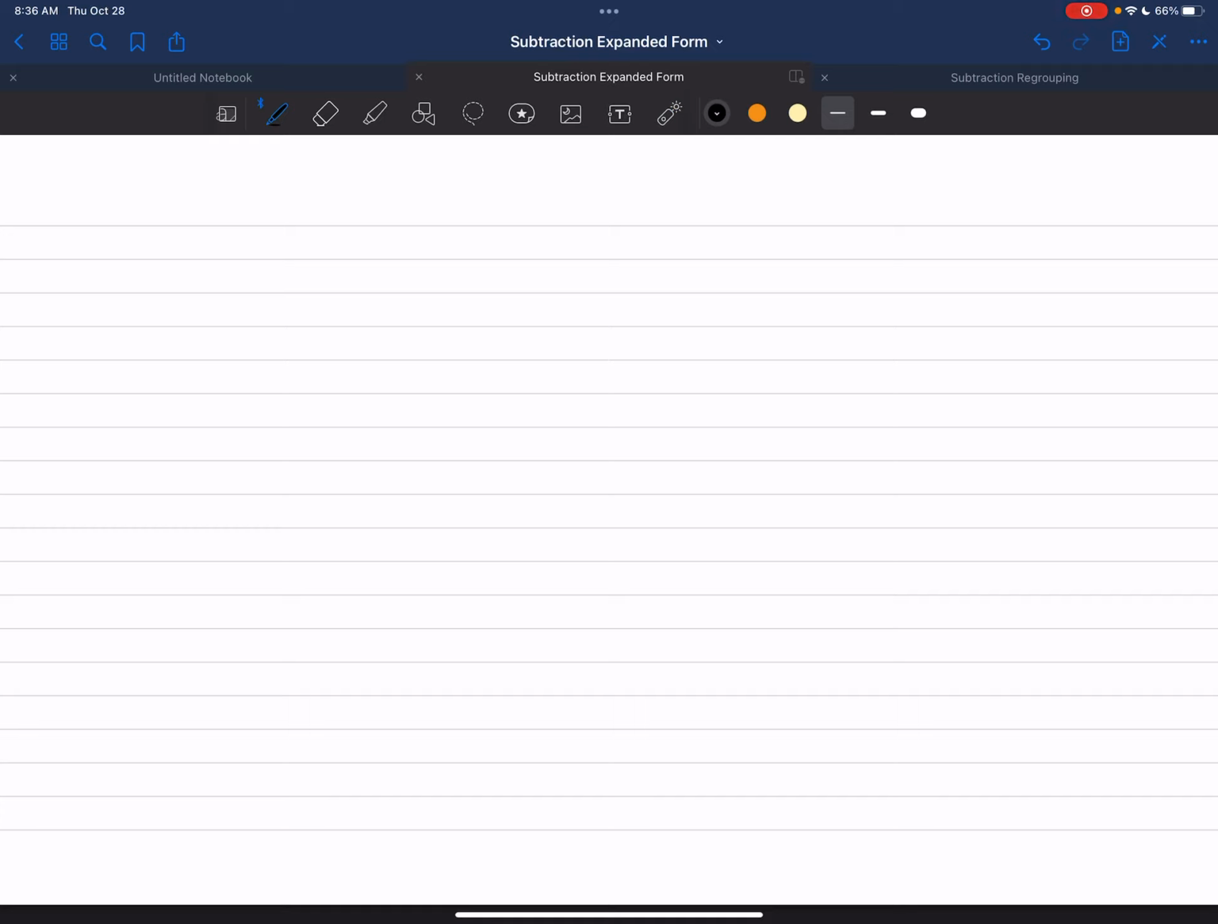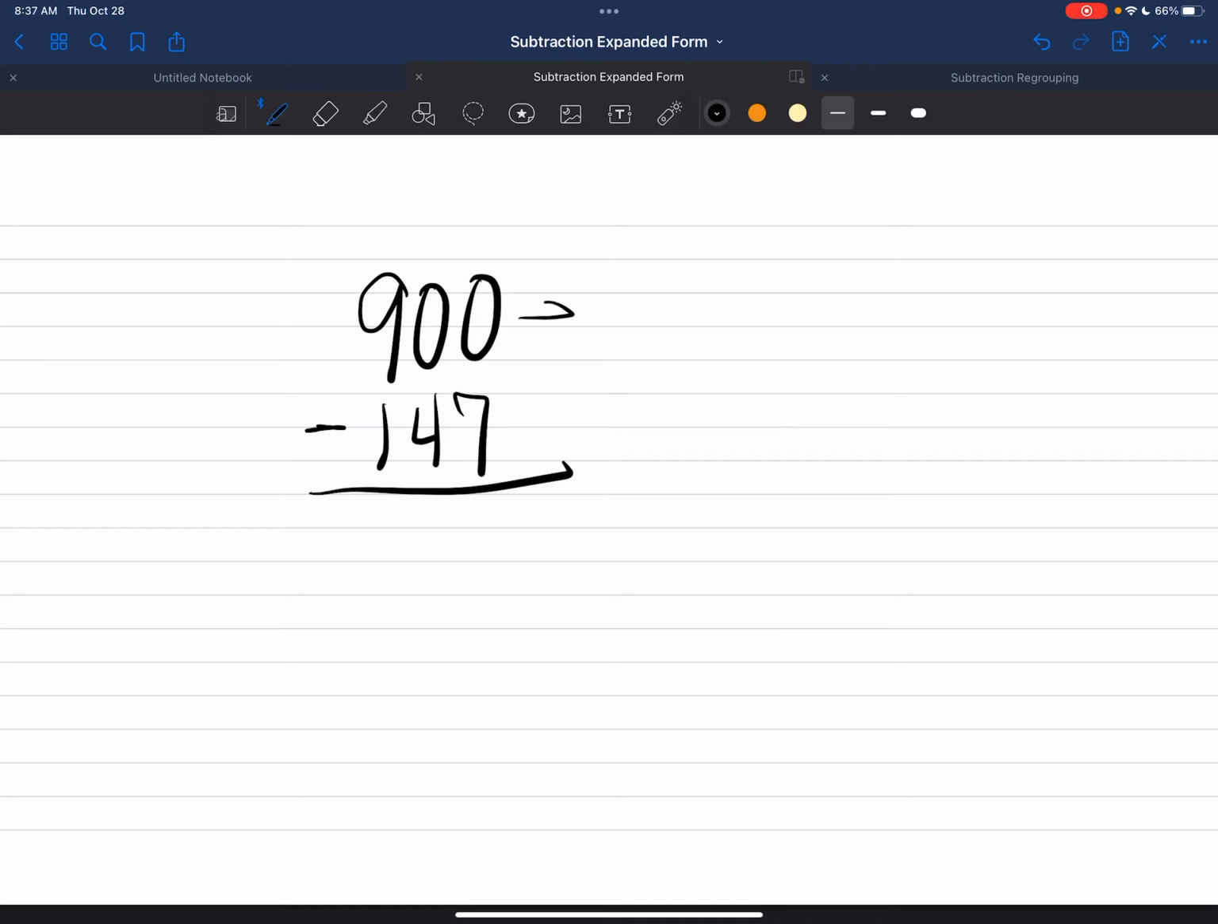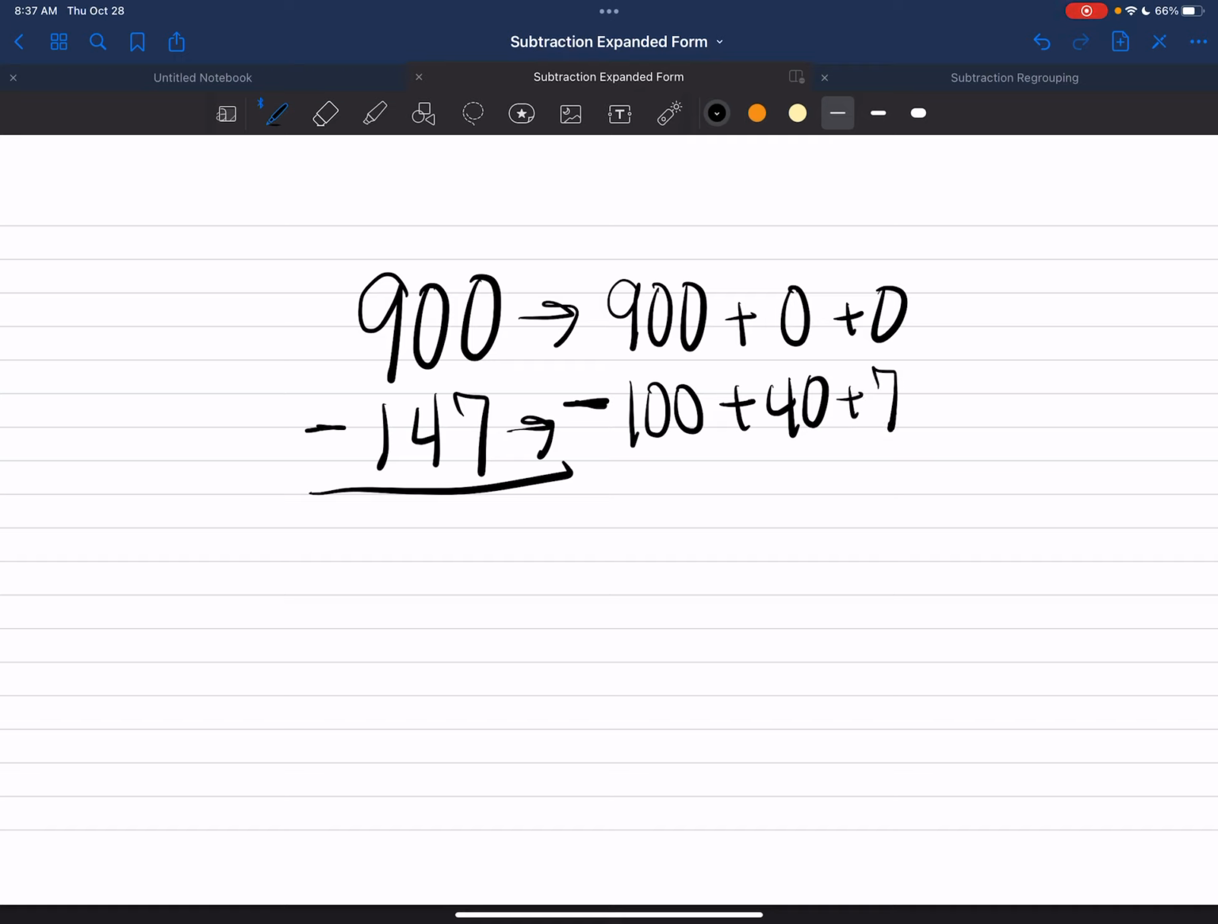We will do one where we're subtracting across zeros. This one gets a little bit more challenging, but again, when using expanded form, it's still the same as the one we saw before. The first step is to write it out in expanded form. 900 plus 0 minus 100 plus 40 plus 7.